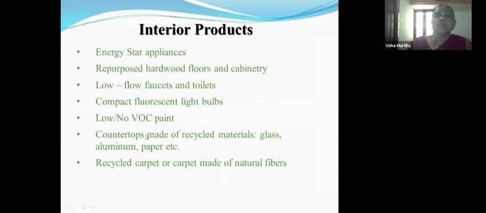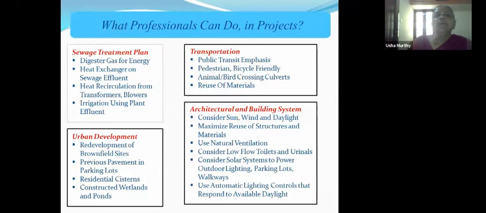Then countertops made of recycled materials, usage of glass, aluminum, paper, etc. can also be done. Recycled carpet and carpet made from natural resources can be used. Okay, this is about that.